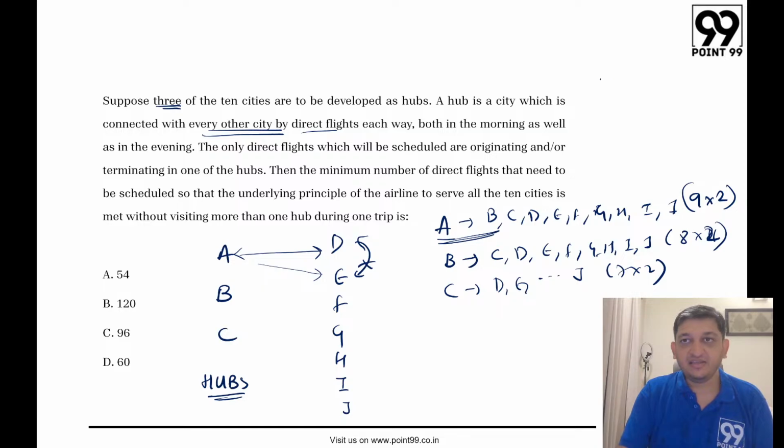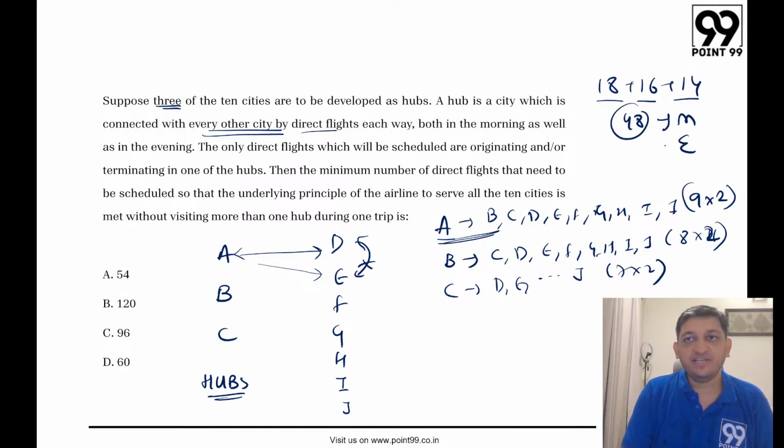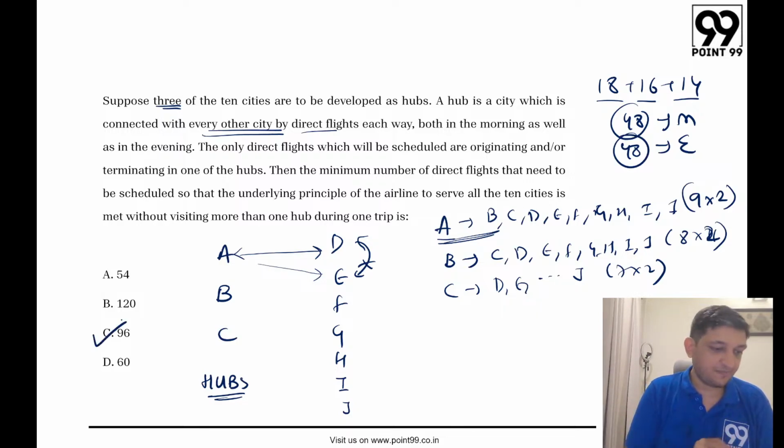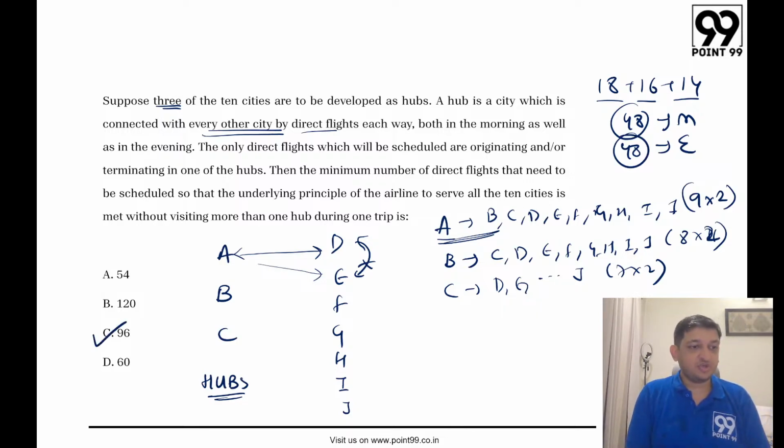You will have 18 which will either originate or terminate at A, plus 16 for B and 14 for C. So you will have 16 3s are 48. This is for the morning. So evening वाले भी पकड़ लेंगे, again 48. You will have a total of 96 flights. So option C, that is 96, should be the answer to this one.